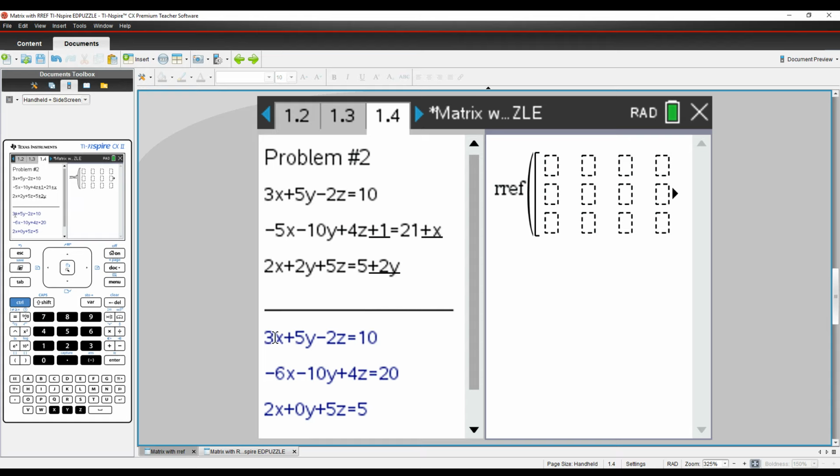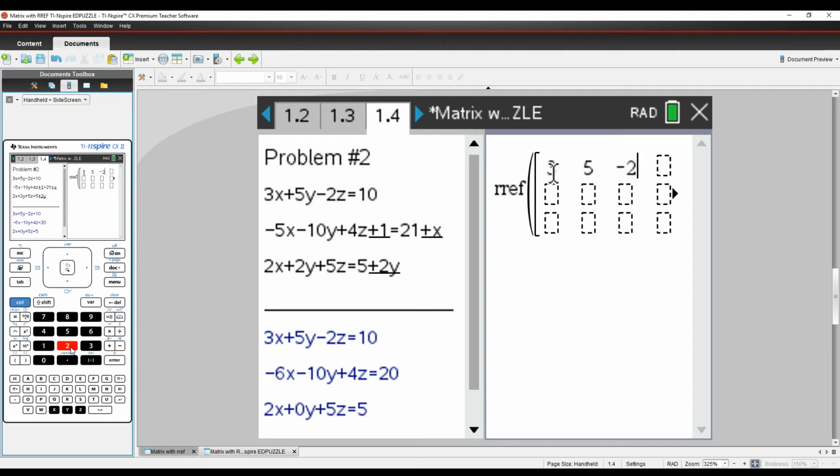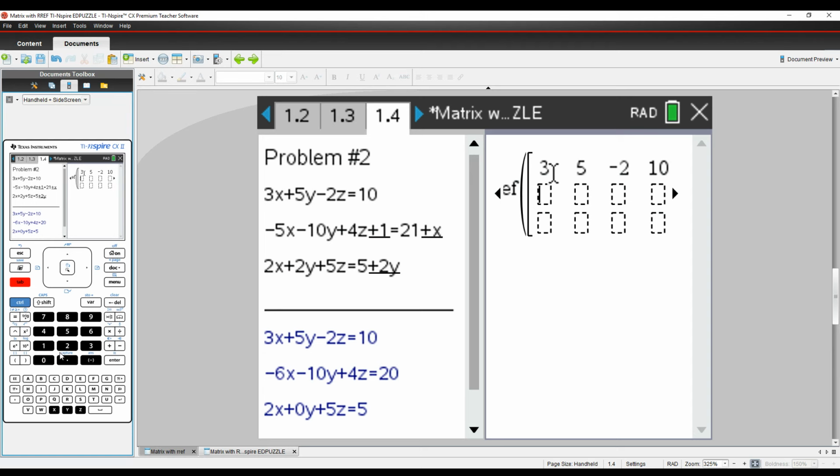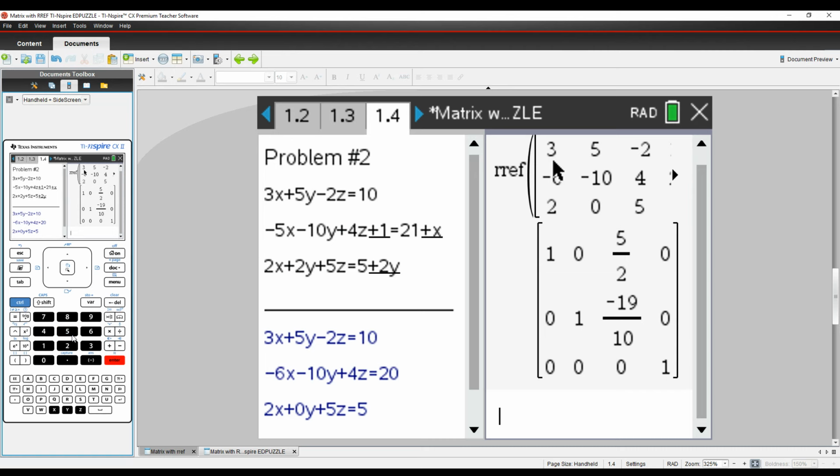So now you're going to get your coefficients. So your first row, 3, 5. Make sure you use the negative sign, -2, 10. Again, if you use your tab button, it's going to go to the next row. -6, -10, 4, and 20. And the last one, 2. And this is why I put the 0y, because you have to have a place for it, and it has to go with the y's. 5 and 5. Now we hit enter.